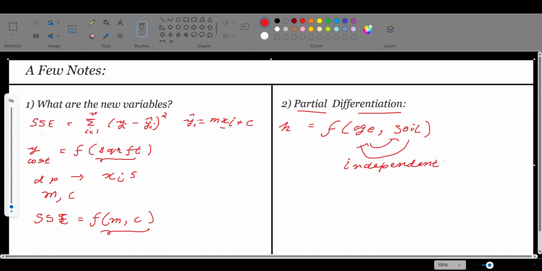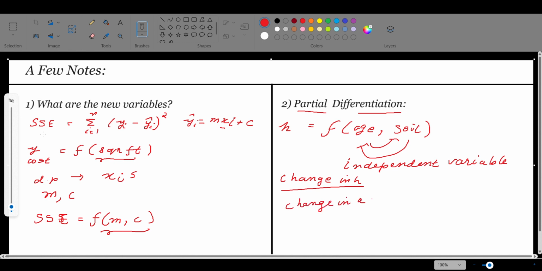Now think of this. Let's say we are trying to find the change in the height with respect to the change in the age.